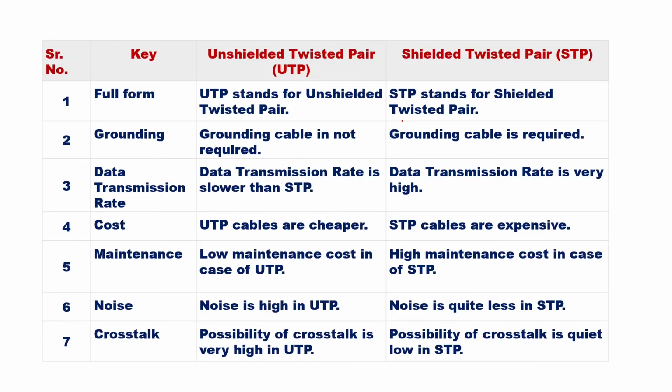Then after this whole discussion, if you go to see the difference between the two, that is UTP and STP cables, then you can form it in this way. First point, we'll take the full form of both. The full form of UTP is unshielded twisted pair. Similarly, the full form of STP is shielded twisted pair. Then whether a grounding cable is required or not, we know that UTP will not require it, whereas STP will require the grounding cable.